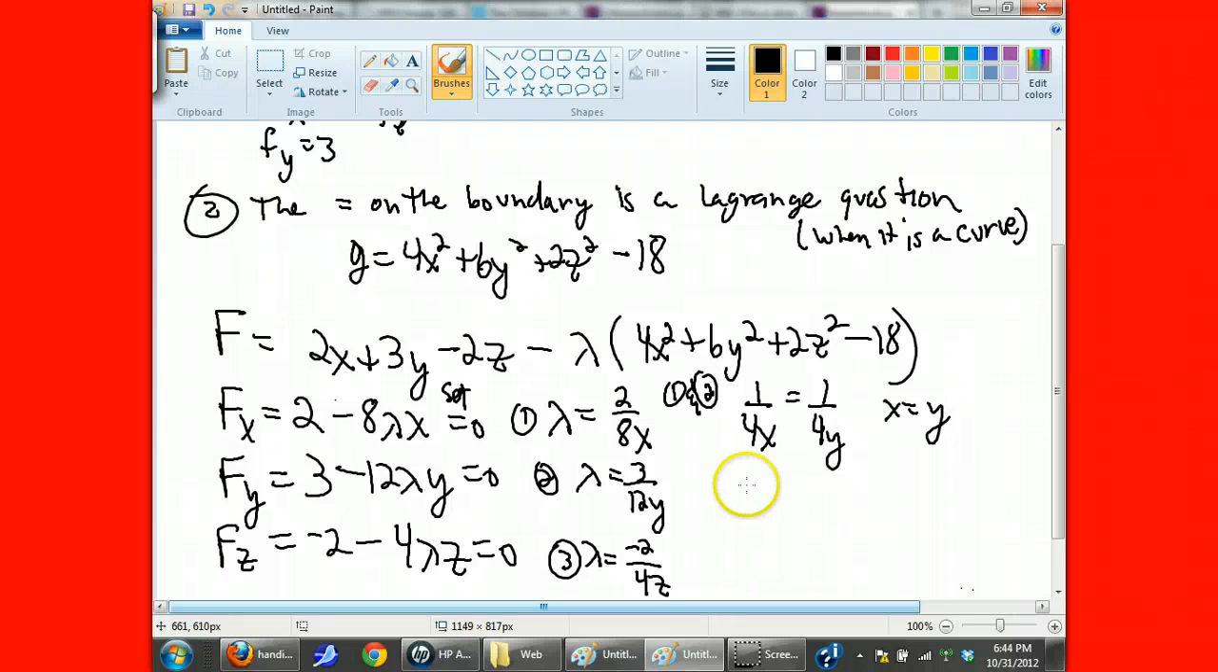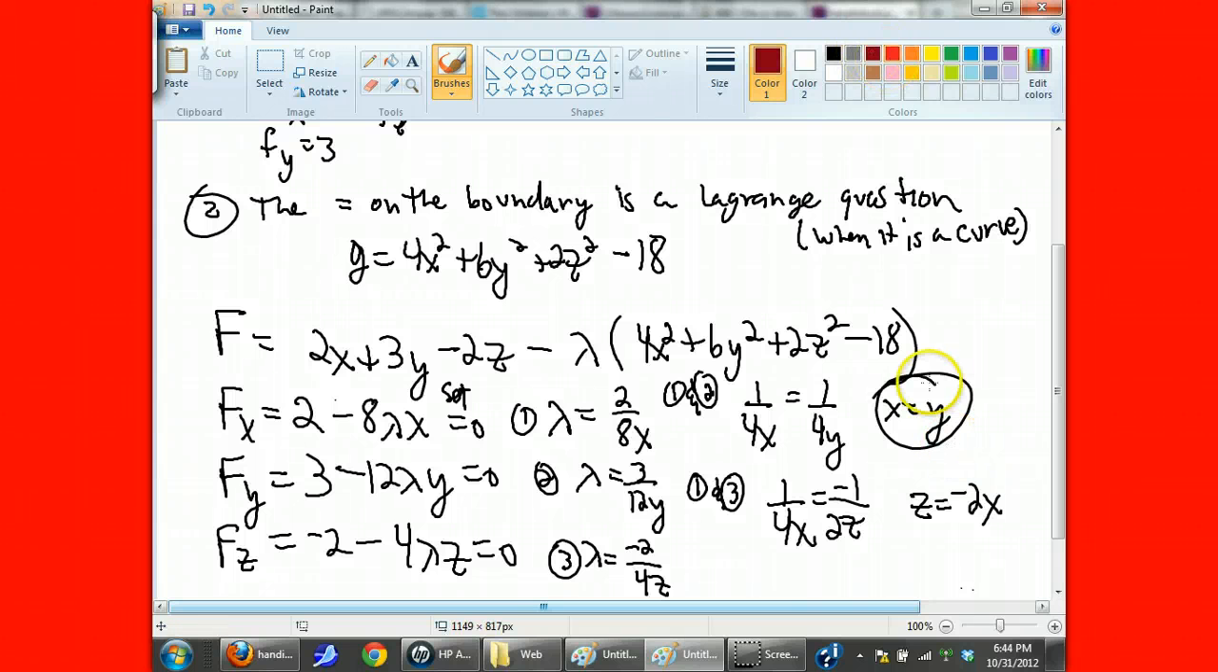Now let's take 1 and 3 together. It says that 1 over 4x is negative 1 over 2z. So what's that? That z is twice x. Oh no, z is negative 2x. Z is negative 2x. Okay. All right, that's what we need.